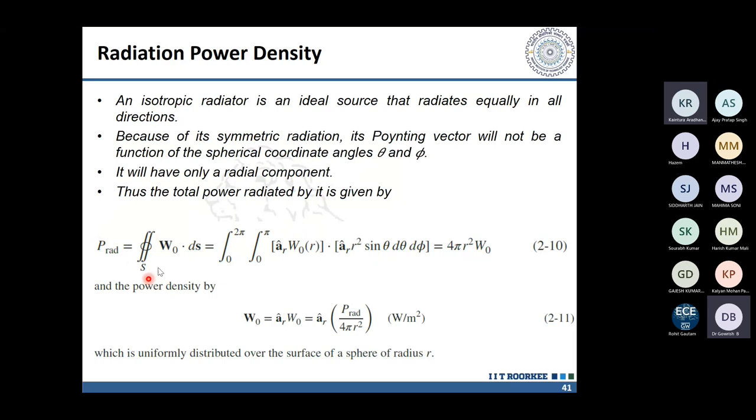And if you want to know the power density, because that is our goal, all you do is divide the total power radiated by 4 pi r square, by the total area, and you get the average power density. It is worth remembering this, though you don't have to memorize it, it's much more intuitive. Because it is uniformly radiating in all directions, the power per unit area is nothing but total power by total area. That's as simple as that. So this is the average power density for an isotropic radiator.